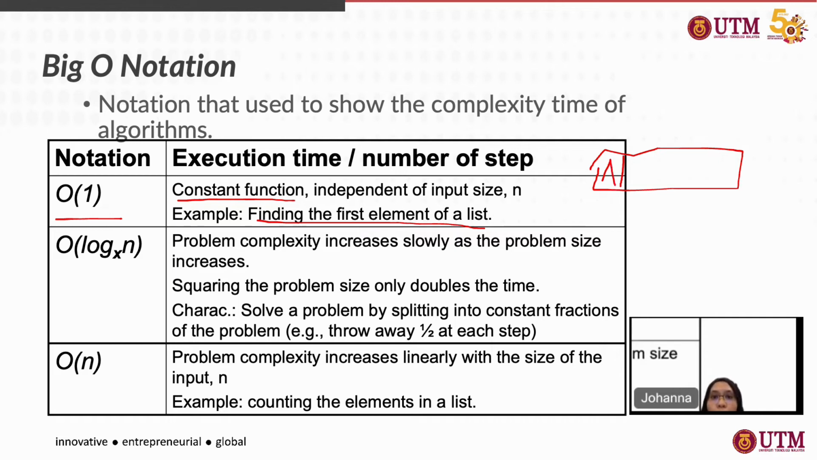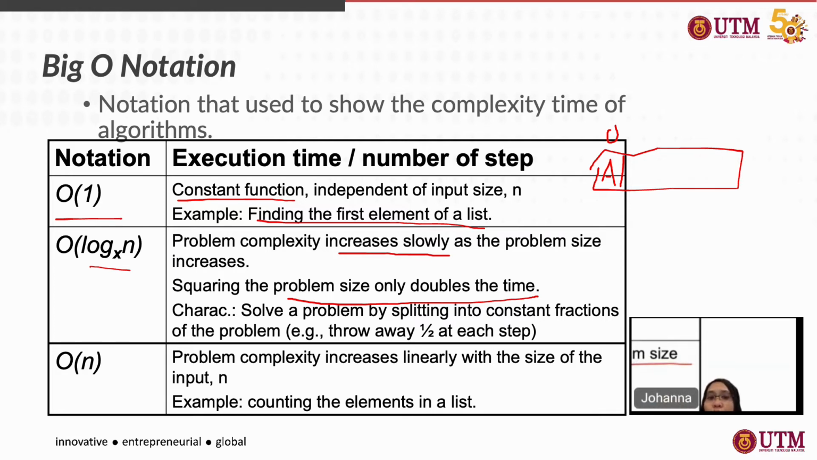All right, now the second one is log n base X. The log n base X means the problem complexity increases slowly as the problem size increases, meaning the complexity will increase depending on the problem size. So when the problem size increases, the complexity will increase. Squaring the problem size only doubles the time. So that's why we can conclude that it is log n base X. Later we'll see example code that refers to the log n base X complexity.